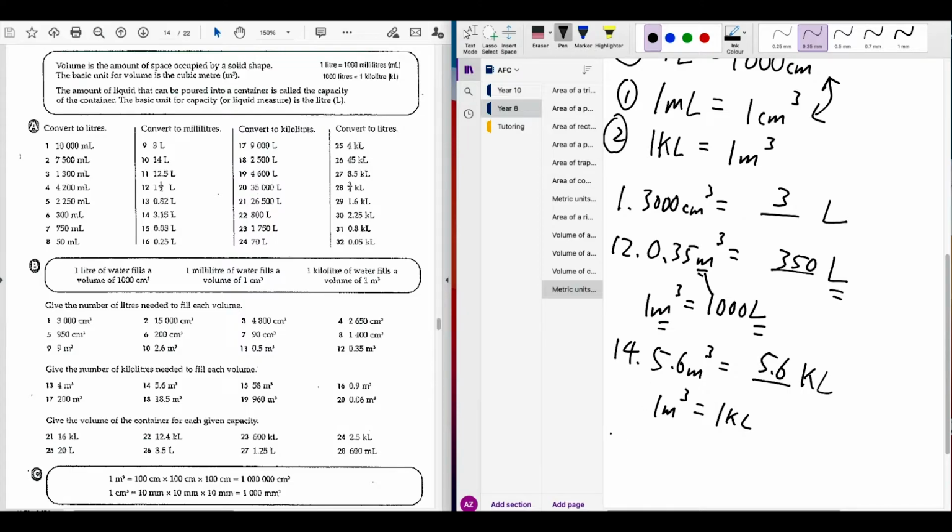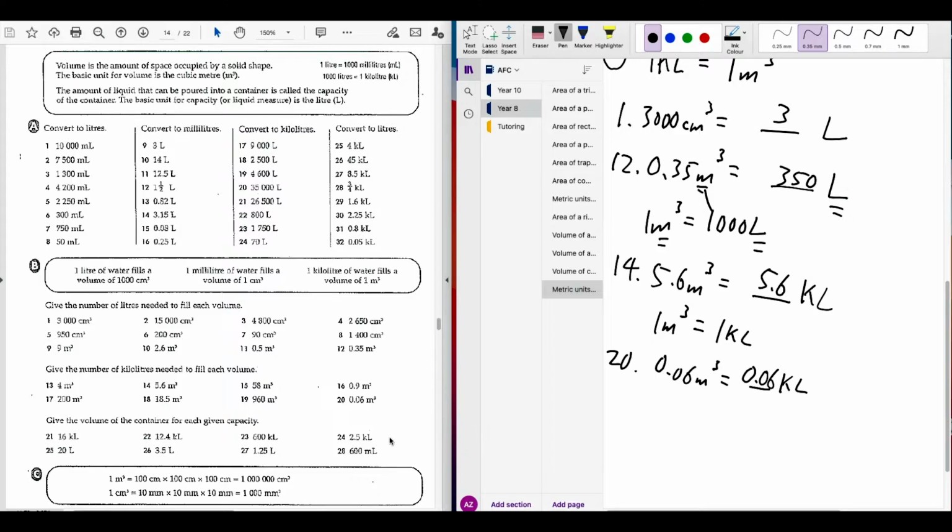Let's have a look at question 20. It says 0.06 meter cubed is equal to how many kiloliter? Well, like I said before, if 1 meter cubed equals 1 kiloliter, then 0.06 meter cubed is going to be 0.06 kiloliters, right? So that should be pretty straightforward.